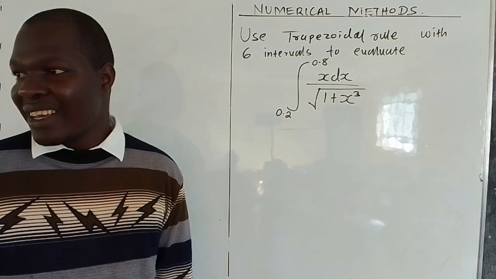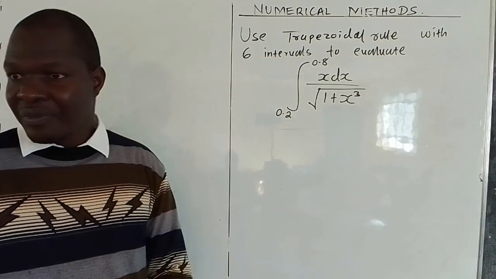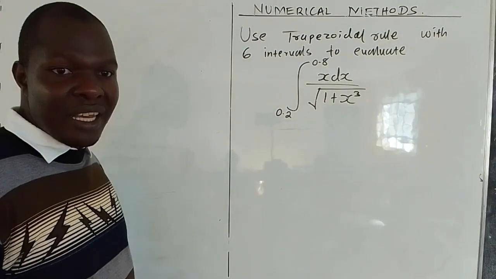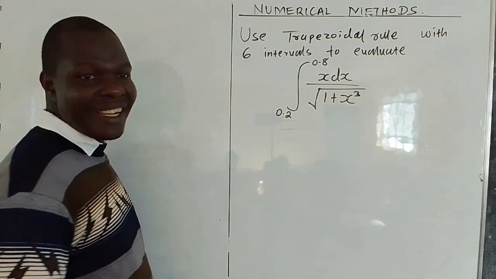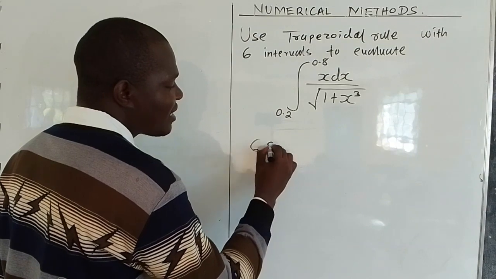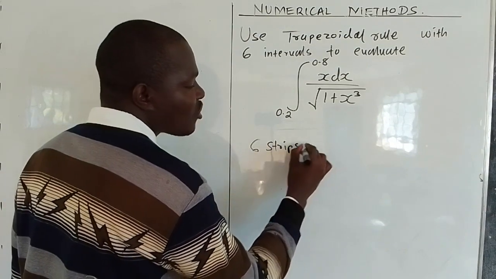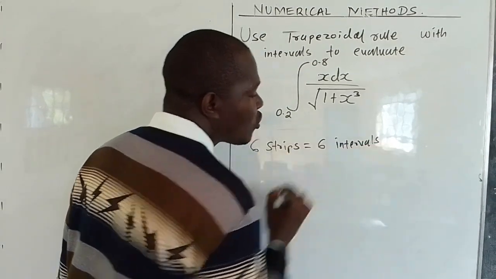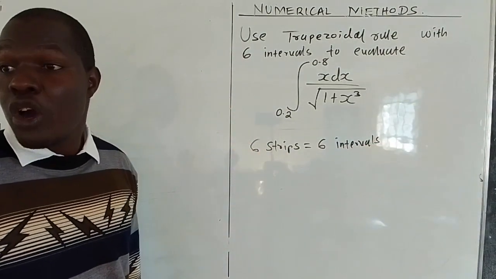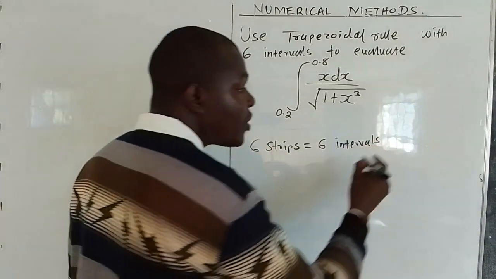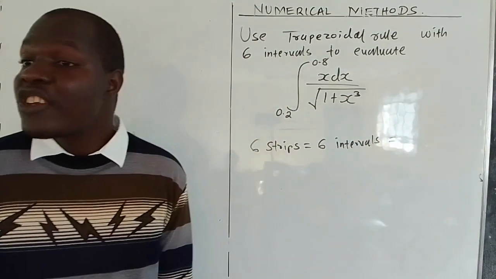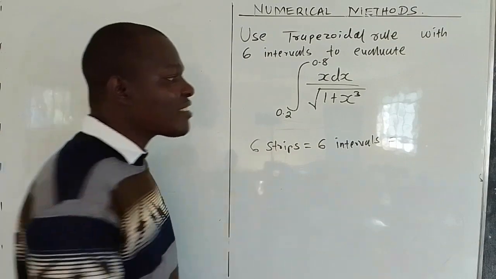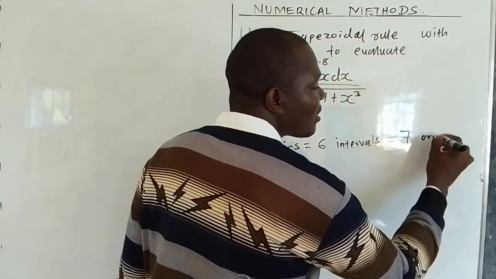Are we together? You've been told 6 intervals, and each interval has its own strip or part. So 6 intervals means 6 parts; 6 strips will be the same as 6 intervals, because each interval has its own part. And what did we see? The number of ordinates was more than the number of strips. So if strips are 6, how many ordinates are those?